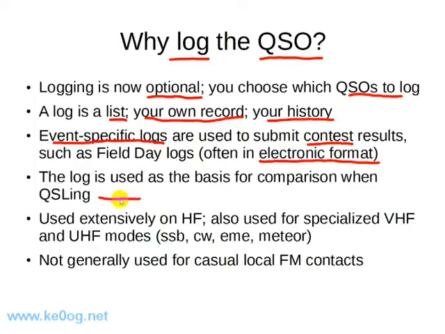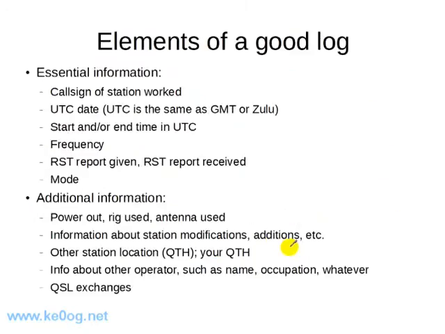And this brings us into QSLing. Now, QSLing is a confirmation. That's what QSL means. I confirm. It's a confirmation of the contact. And we'll show a little bit more about it. QSLs are used extensively on HF. Also for specialized VHF and UHF modes that are not FM, like sideband contests, CW, Earth-Moon-Earth, Meteor scatter, and so on, which are all kind of special contacts and are logged.